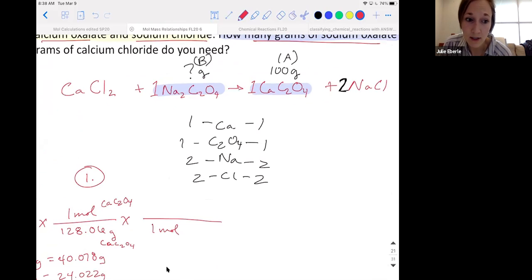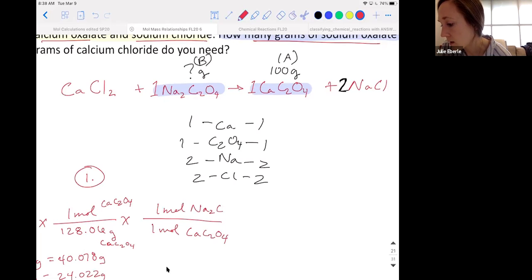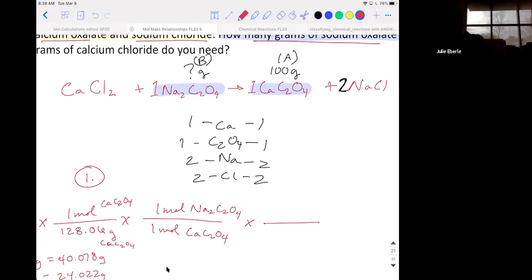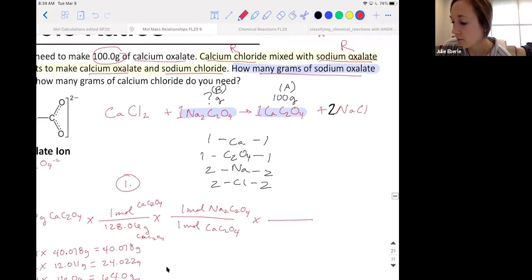But what really matters here is the units. We have units of moles of one thing. We've got to convert to moles of the other thing. So for every 1 mole of calcium oxalate, it's 1 mole of sodium oxalate. Okay, and then the next thing we have to do, what is that? So that's step number 2. And you see that moles of calcium oxalate are going to cancel.